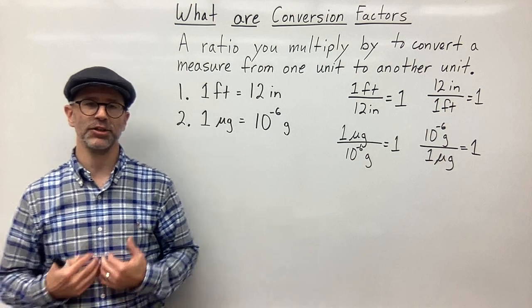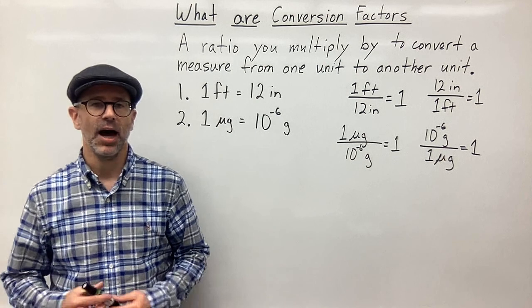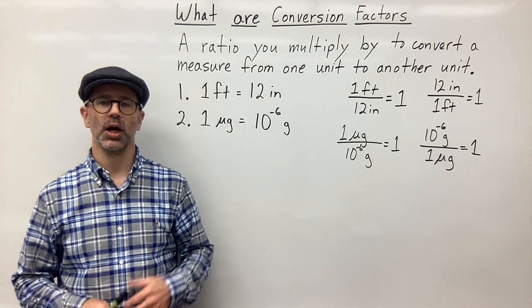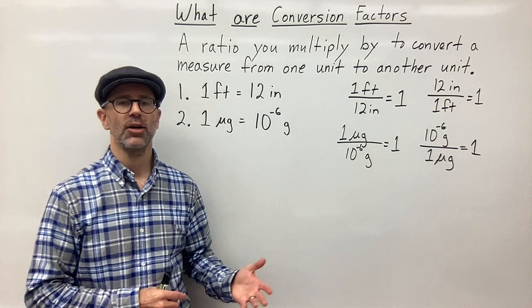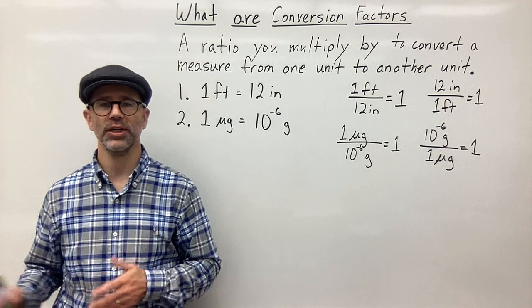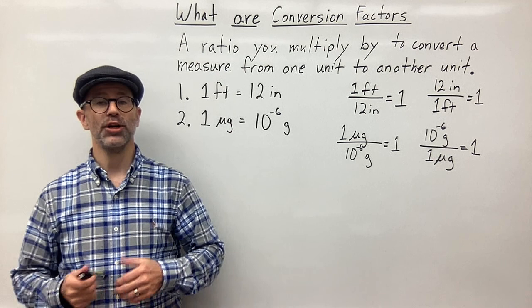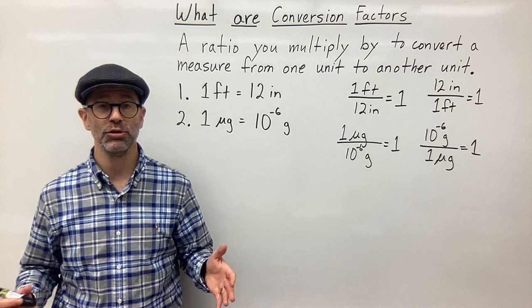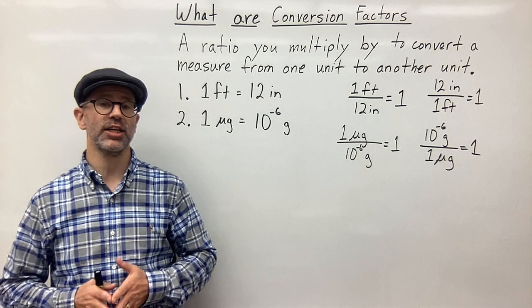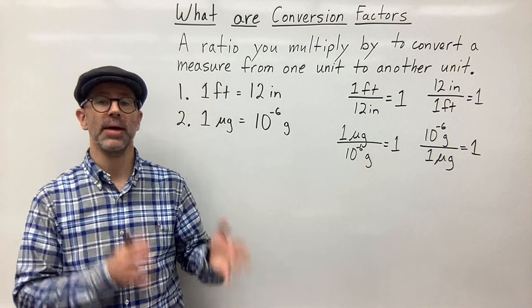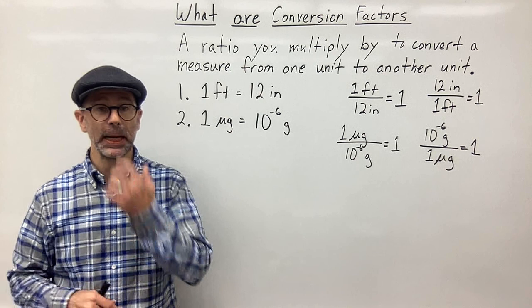A conversion factor, in my own words, is a ratio that you are going to multiply by in order to convert a measurement from one unit to another unit. You're not changing the magnitude of the measurement. It's still the same magnitude. You're just changing what unit you are measuring that magnitude in.